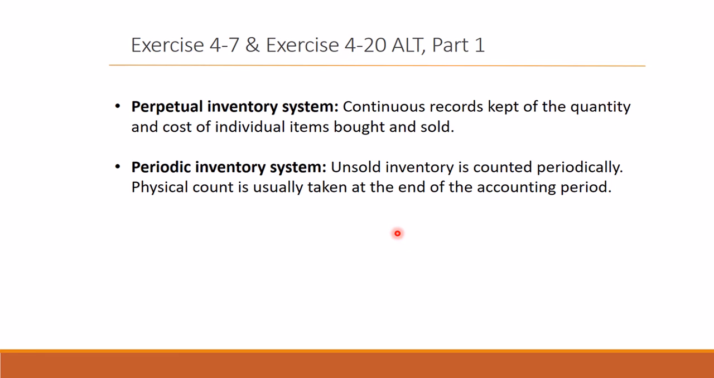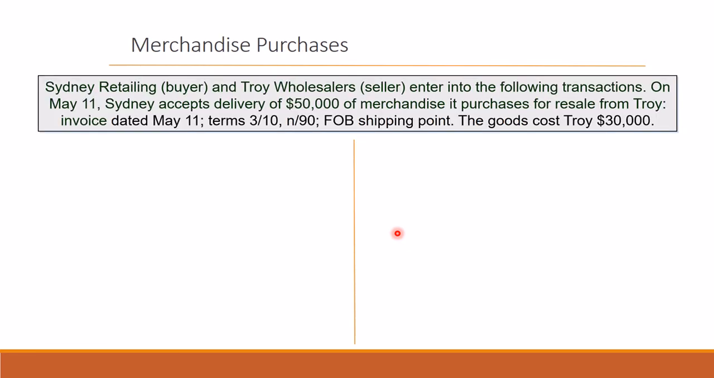So let's go ahead and jump in to the first part of exercise 4.7 and 4.20 and look at how a typical purchase works. Again, keep in mind, in this video, we're only showing the transactions of the buyer, Sydney Retailing. On May 11th, Sydney is going to purchase $50,000 worth of merchandise on account. We have terms, 3/10 net 90.